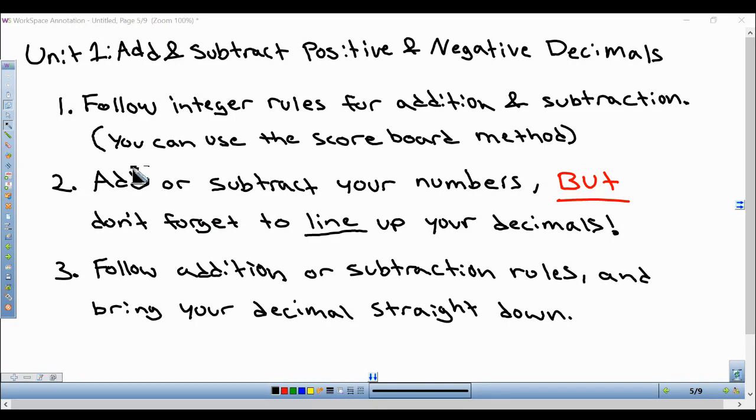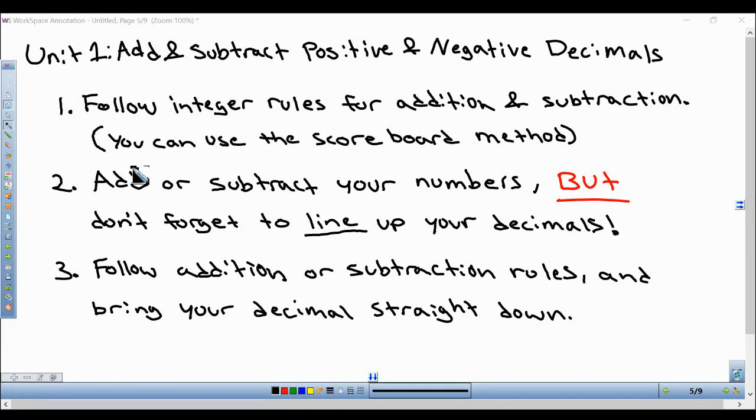The very first thing you're going to want to do is make sure we're following our rules for addition and subtraction. That means you don't want to mix up your multiplication and division of integer rules. Make sure you keep those separate. That's some of the biggest mistakes, is that students mix up the addition and subtraction integer rules with the multiplication and division. So understand that this is for addition and subtraction.